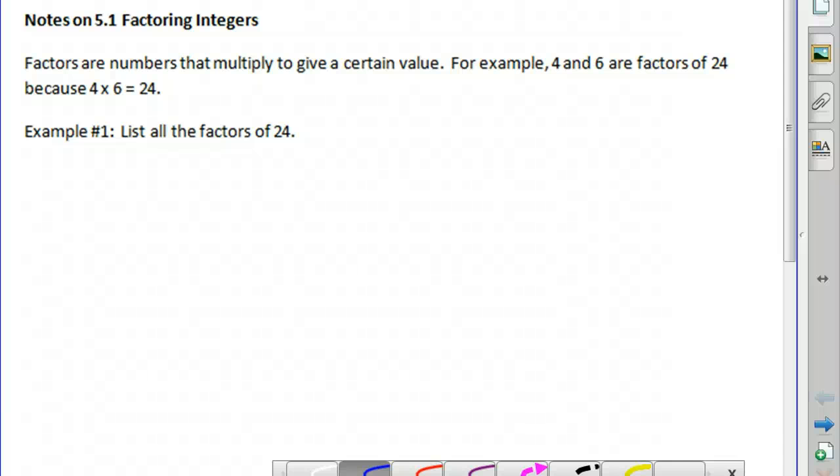For this lesson, we're going to take a look at factoring integers, and this is going to start our factoring unit in Algebra 1. First of all, the definition of a factor. Factors are numbers that multiply to give a certain value. So, for example, 4 and 6 are the factors of 24 because 4 times 6 gives you 24.